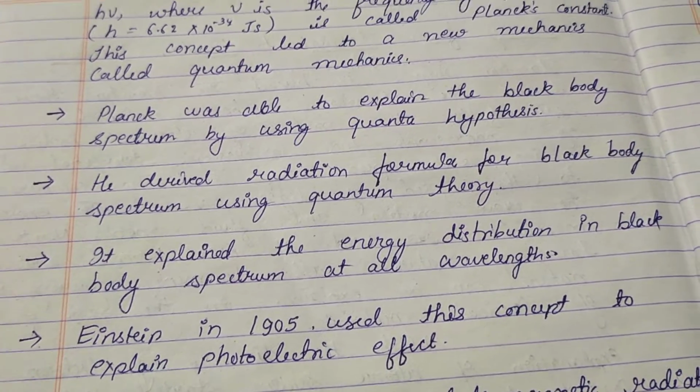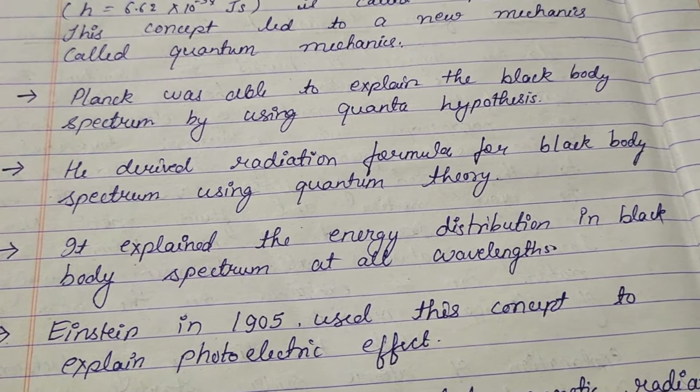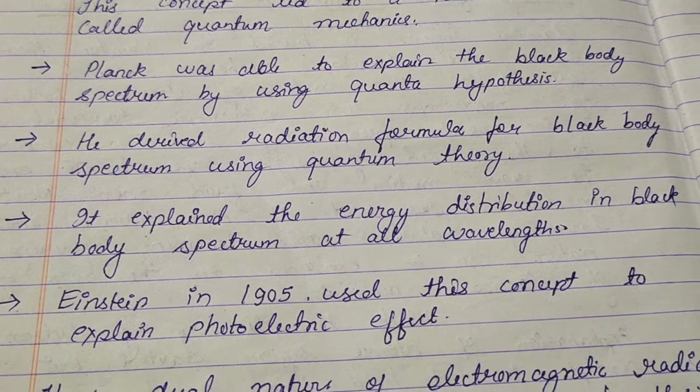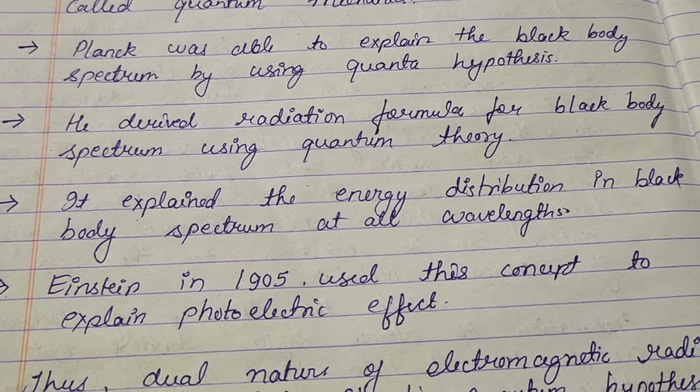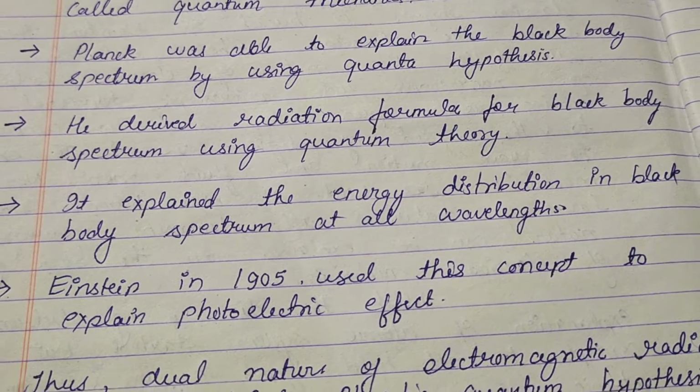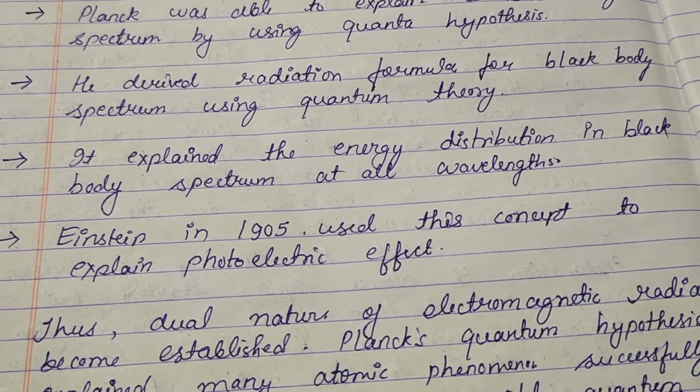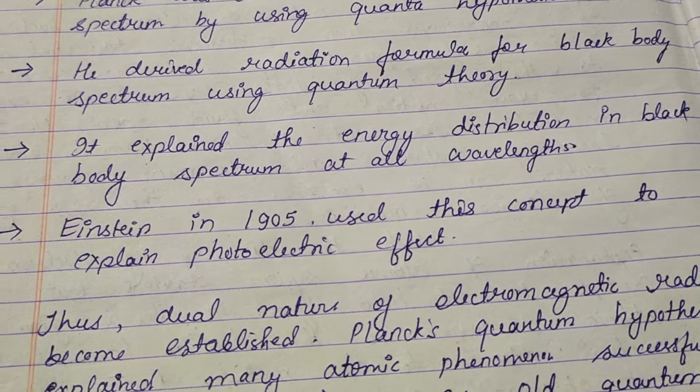There were many hypotheses. Planck was able to explain the black body spectrum by using the quanta hypothesis. He derived the radiation formula for the black body spectrum using quantum theory, which was not explained by classical physics. It explained the energy distribution in the black body spectrum at all wavelengths.